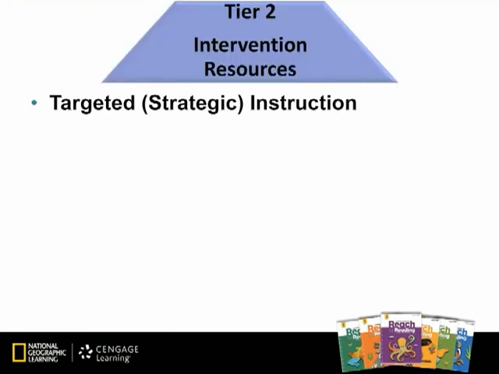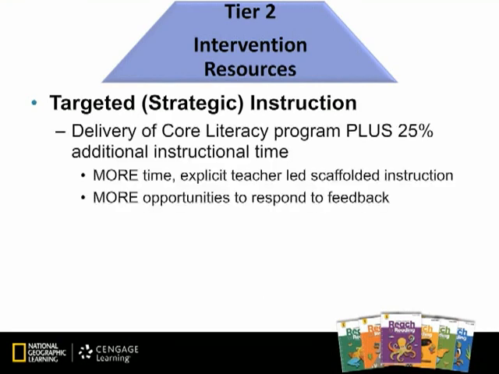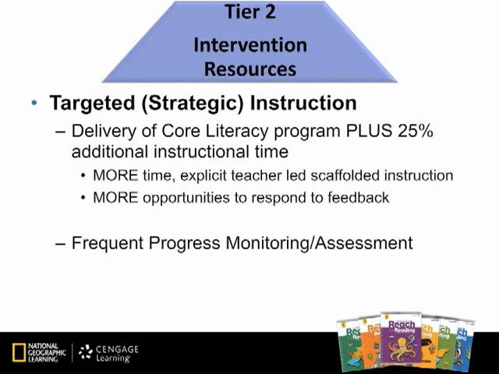Tier 2 instruction is the core literacy program plus additional targeted strategic instruction. The targeted strategic instruction is delivered by the classroom teacher and/or interventionist, who might be a literacy coach, reading specialist, or instructional aide, in alignment with the core instructional program and Common Core state standards. Frequent progress monitoring is utilized to ensure that the intervention, instruction, and materials are working.